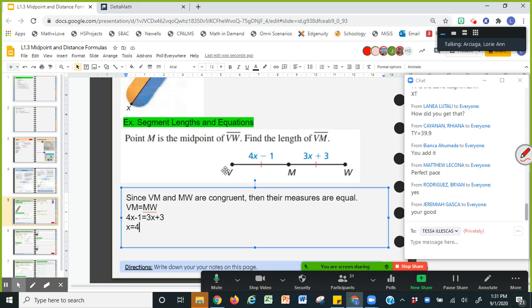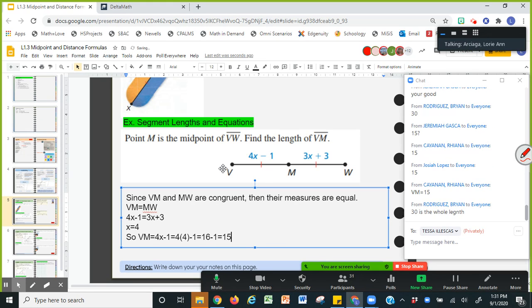You're trying to find the length of VM, which is this one. So what are you going to do with the 4? Oh, Brian said so. That means VM is equal to 4 times the value of x, which is 4. Oh, I should write the whole thing because you might get confused. Okay, so VM is 4x minus 1. So if I substitute the value of x, which is 4, and take away 1, then I will get 16 take away 1, which is 15.